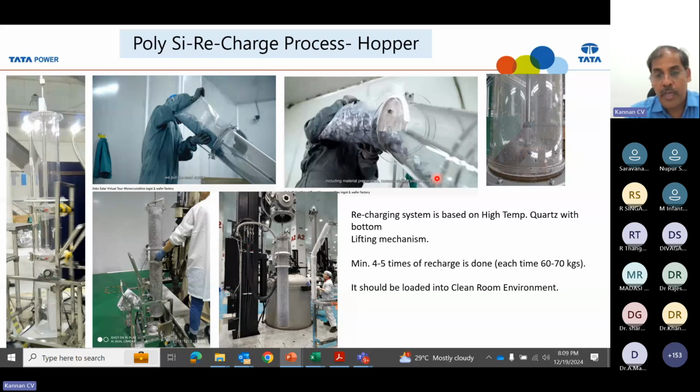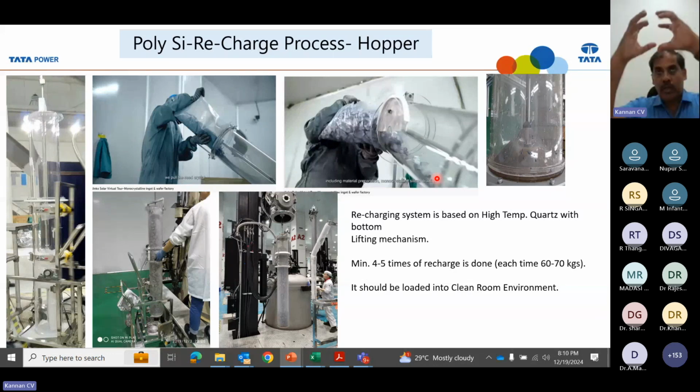Once you take the grown crystal out, meantime you can also charge the crucible. You will not empty the crucible; you will keep only 1/3. Maybe if you initially charge 300, 400 kg, you grow only 200 kg, 250 kg. The remaining 150 kg will be left in the crucible in the very hot condition.